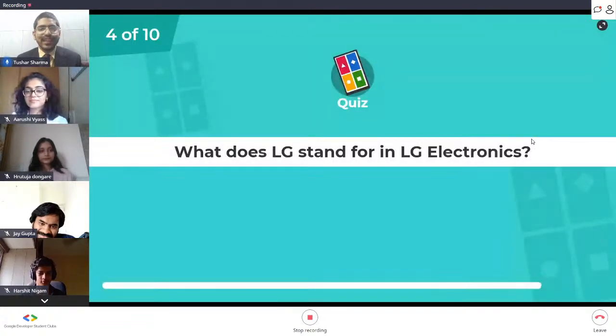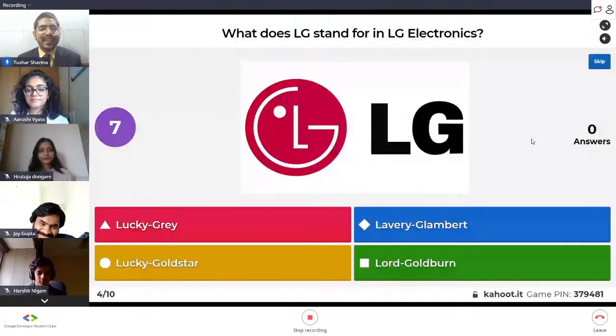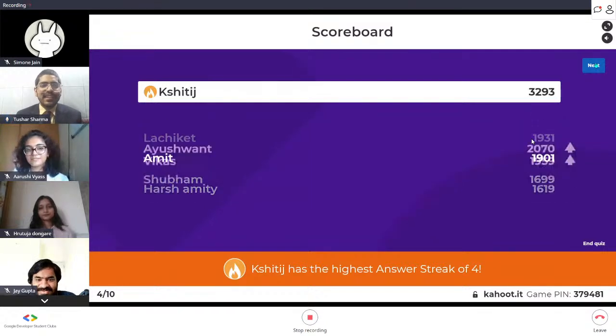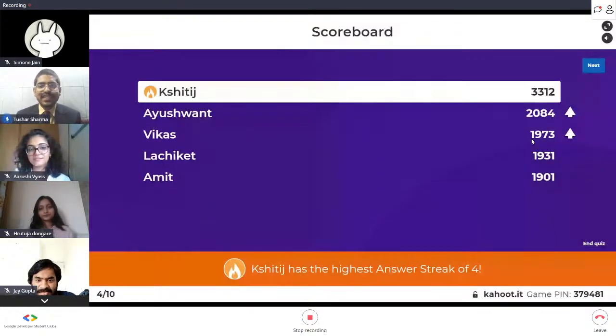Okay, this one is quite funny. What does LG stand for in LG Electronics? And this one is quite tricky as well. What do you think, Simon? Yes, Tushar, absolutely. Okay, now let's see. That's great, Kshitij. Kshitij is leading. After that, we have Aishwant, and now Vikas is in the lead. Good job, guys.